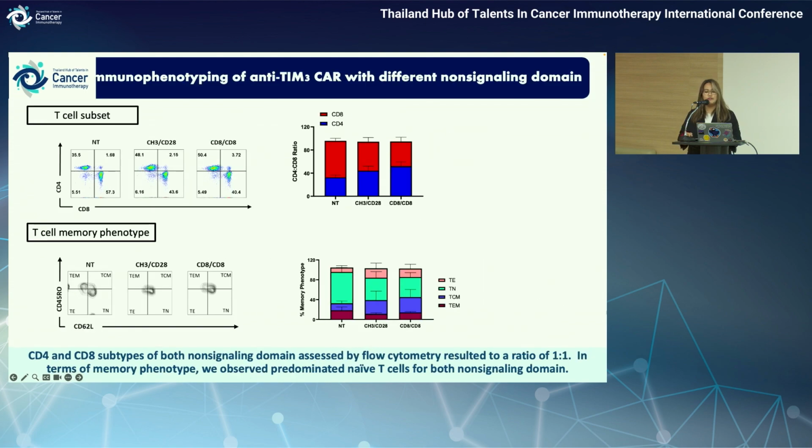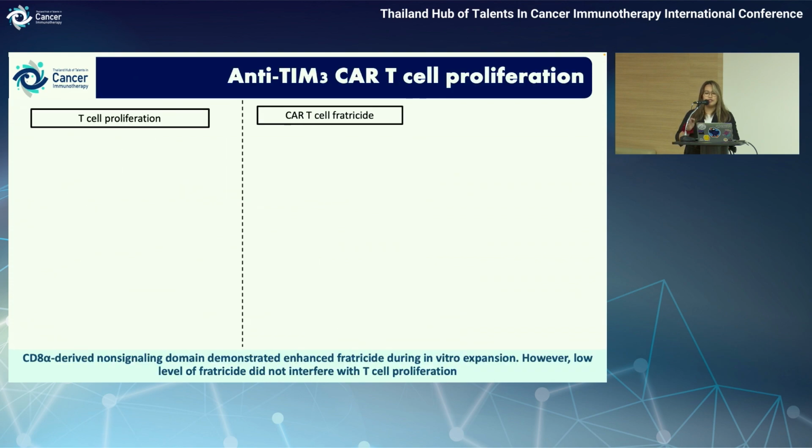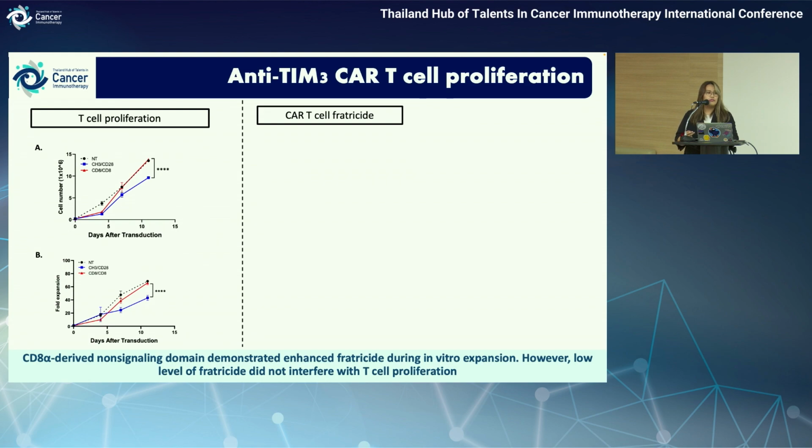When we checked the immunophenotype of our CARs, both non-signaling domains resulted in a 1-to-1 CD4-CD8 T cell subset, and both predominantly consisted of naive T cells. We also assessed T cell proliferation from day 4, 7 to 11 and found that both CAR T cells were proliferating exponentially, where the CD8 non-signaling domain proliferated more than the CH3 CD28.